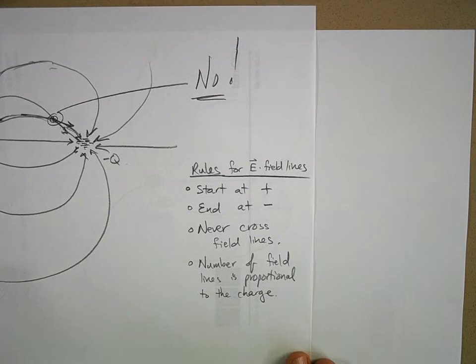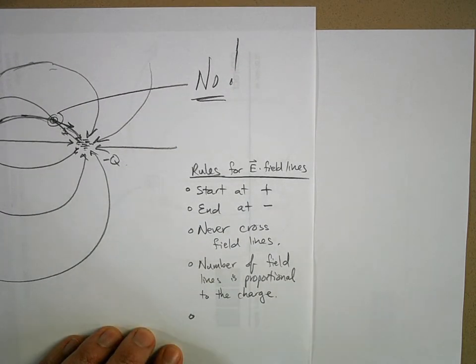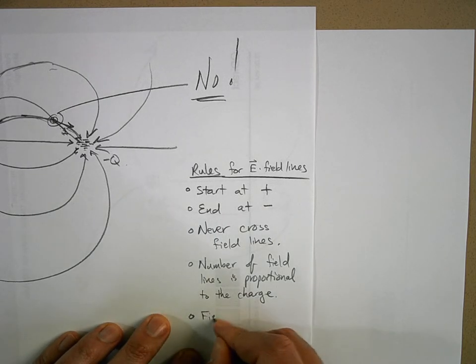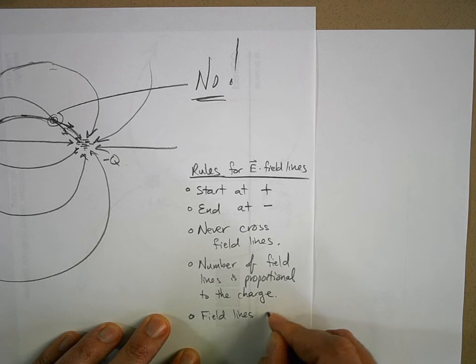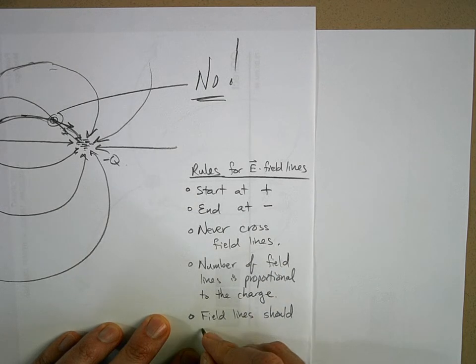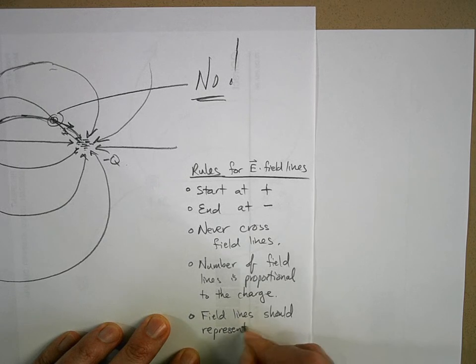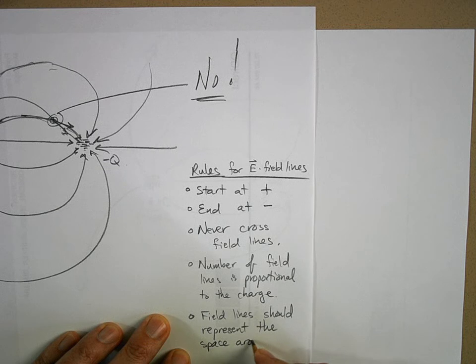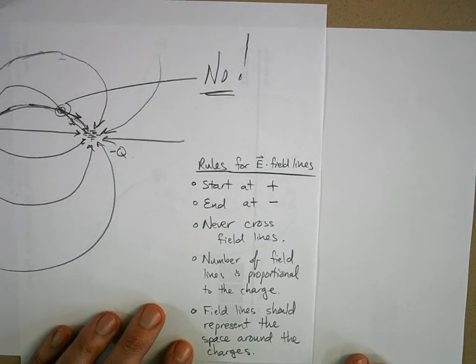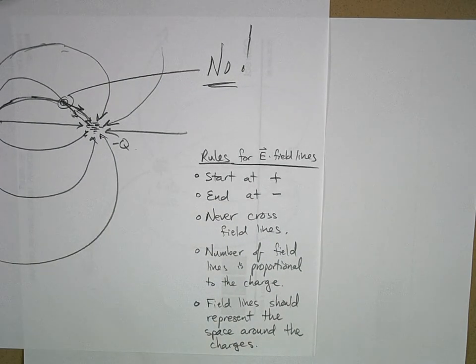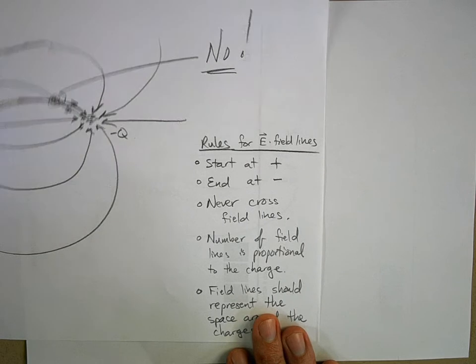And finally, by the way, the last rule is that field lines should represent the space around them. The space around the charges. Now, let me show you an example of when students violate that rule. And it's, by the way, this is the rule that I am the most lenient on.